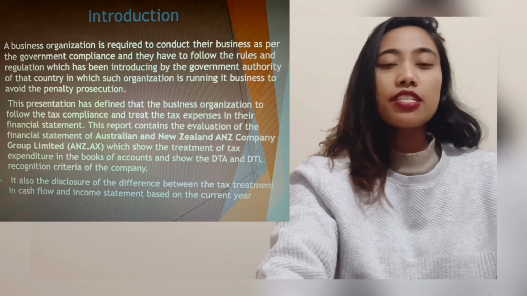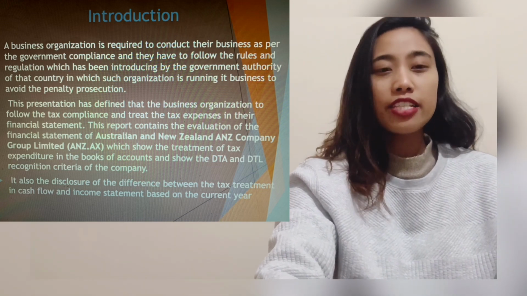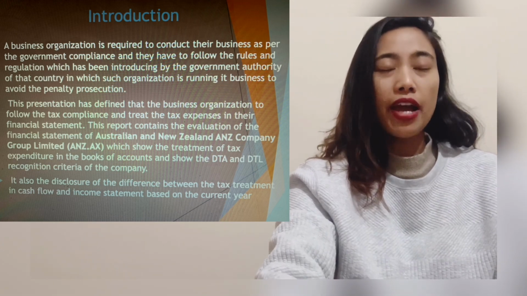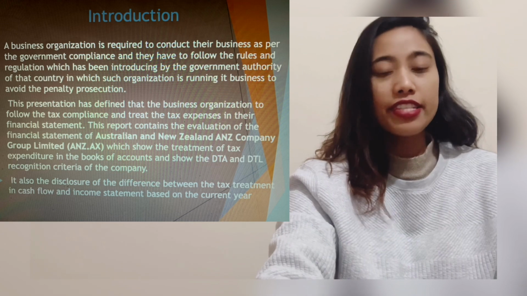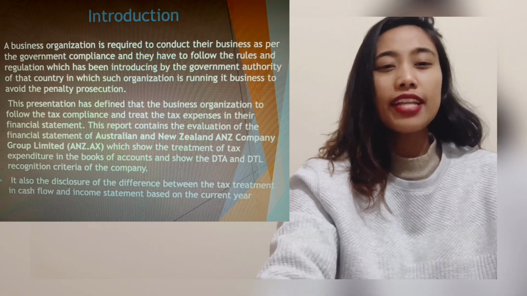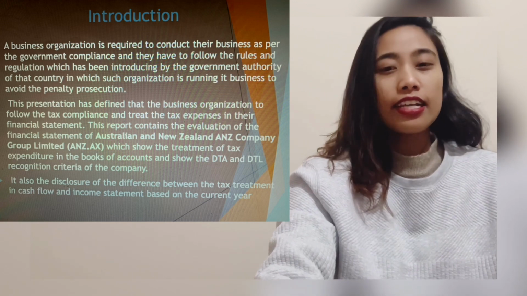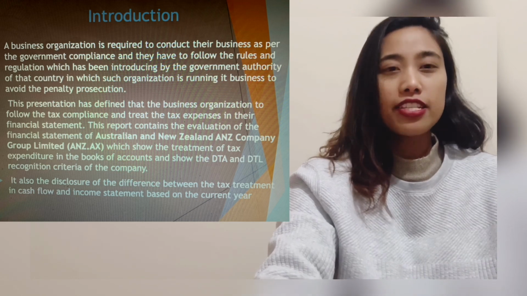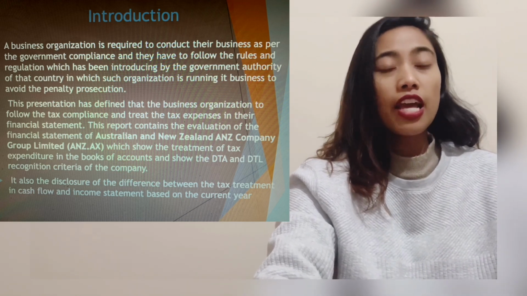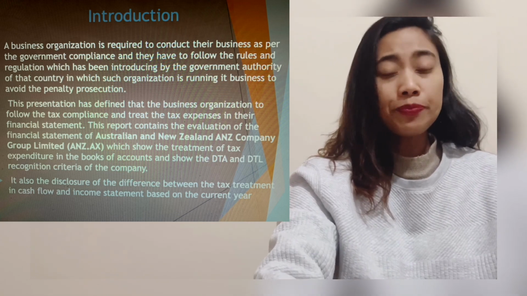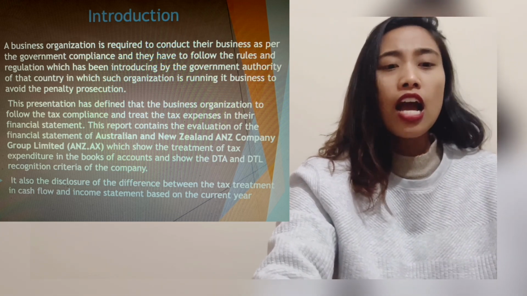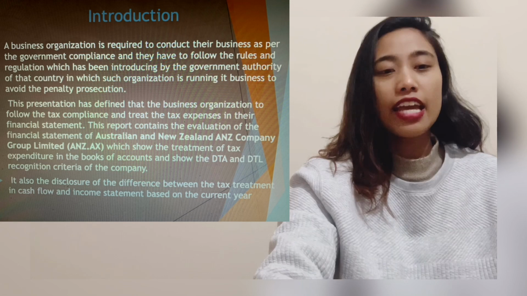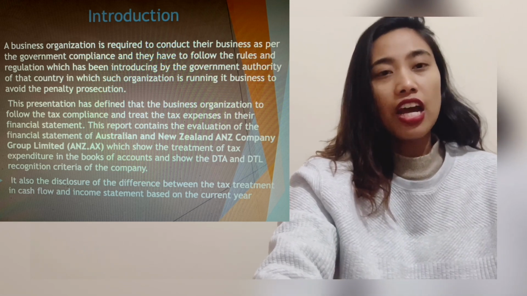As we all know, a business organization is required to conduct its business as per government compliance, and has to follow the rules and regulations introduced by the government authorities. This presentation defines that the business organization follows tax compliance and treats tax expenses in its financial statement. This report contains the evaluation of the financial statement of Australian and New Zealand A&Z Company Group Limited. It has shown the treatment of tax expenditure in the books of accounts and shown the DTA and DTL recognition criteria of the company.